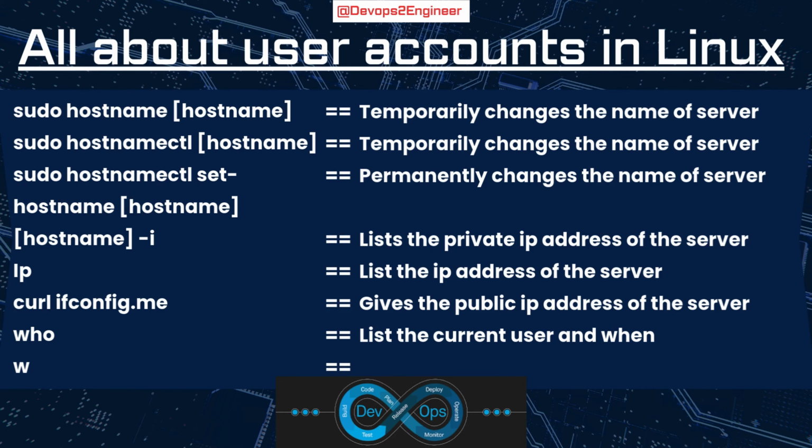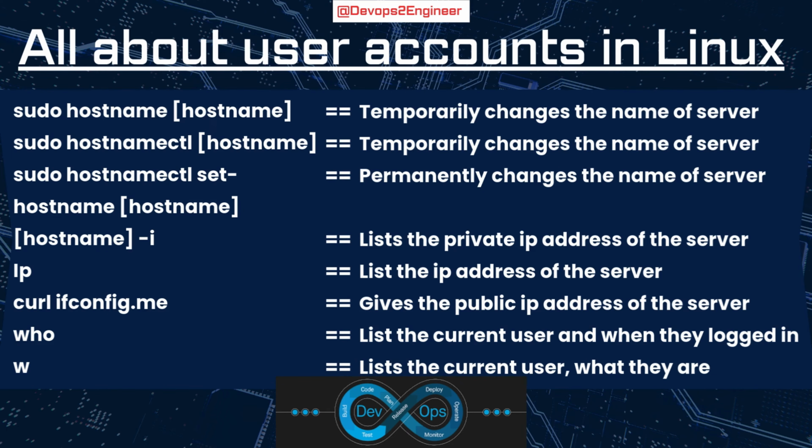Hostname -I lists the private address of the server. IP lists the IP address of the server. Curl ifconfig.me gives the public IP address of the server.